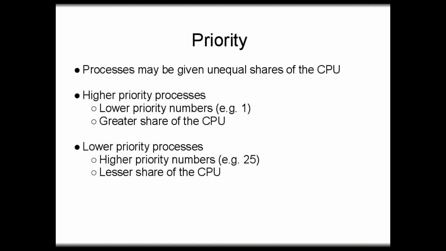In a priority-based scheduling arrangement, processes may be given unequal shares of the CPU. Higher priority processes are given a greater share of the CPU, while lower priority processes are given a lesser share. It should be noted that a higher priority in a scheduling system generally correlates to a lower priority number. Thus, a process with a priority of 5 has a higher scheduling priority than a process with a priority of 25. The process with the lower priority number receives a greater share of system resources.